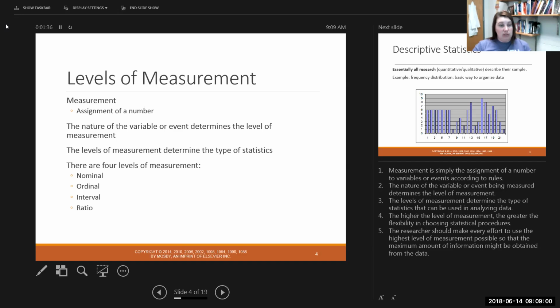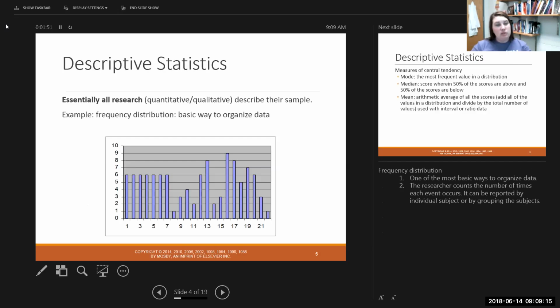So levels of measurement helps us to look at the nature of variables or events and determine our levels of measurement. There are 4 levels that we're looking at: nominal, ordinal, interval, and ratio. Within descriptive statistics, essentially all research, qualitative and quantitative, describe their sampling. So again, here we are seeing a frequency distribution, a bar graph to show us where our sample is spread over.